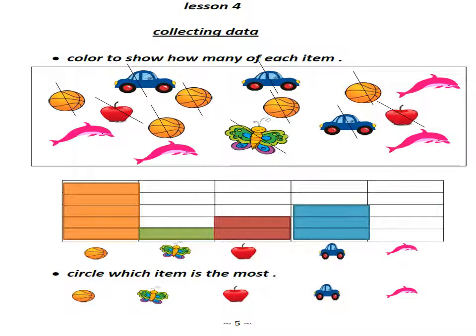1, 2, 3. The last shape here is dolphins. How many dolphins? 1, 2, 3. So I will color it from down to up, 4 squares, 1, 2, 3, 4. Circle which item is the most. Which item from all of these in primary one has the greatest number of squares? Of course, the poles. So I will make a circle around the poles.